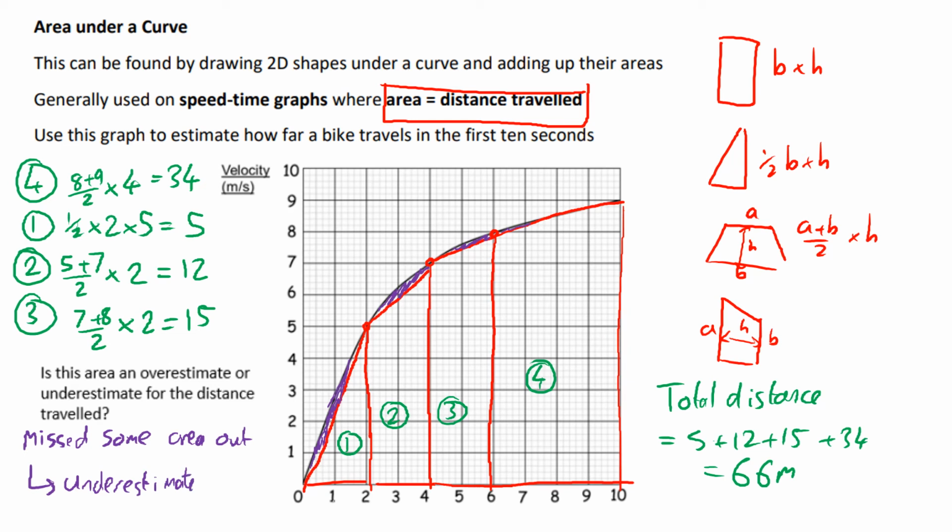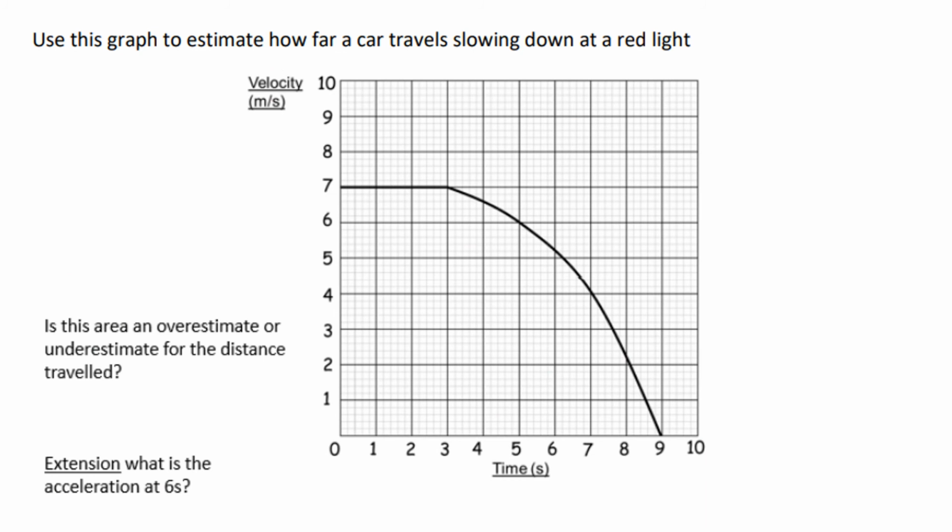Okay, cool. Let's try one more of these. So, same thing. We're going to use this graph to find how far a car travels. You want to find the area under the graph, split it up into, let's say, 3 shapes, maybe. And then we'll say if we've got an overestimate or an underestimate. Okay, have a go. We'll come back in 3, 2, 1.